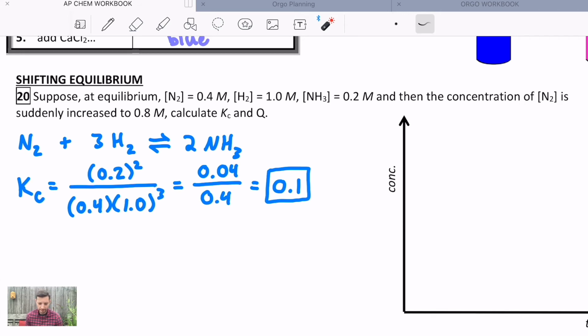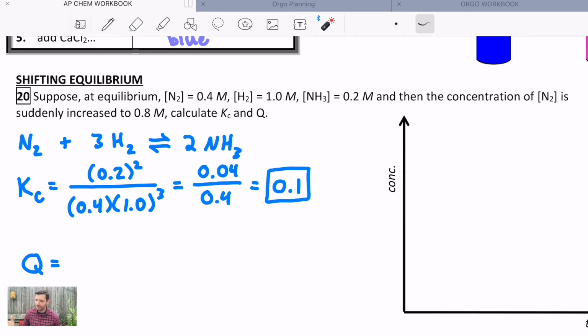Now we change it. We change it so that we change the nitrogen concentration to be 0.8. It used to be 0.4. We're going to double that. What's that going to do to this reaction? And let's compare that with Q. Remember, Q, the reaction quotient, has the same expression as the equilibrium constant.